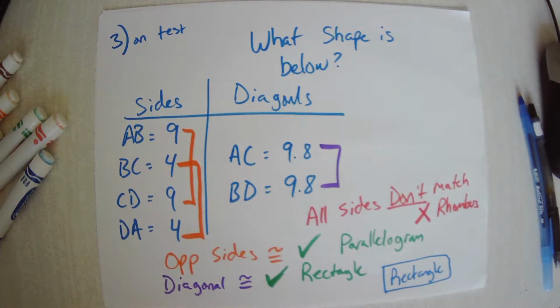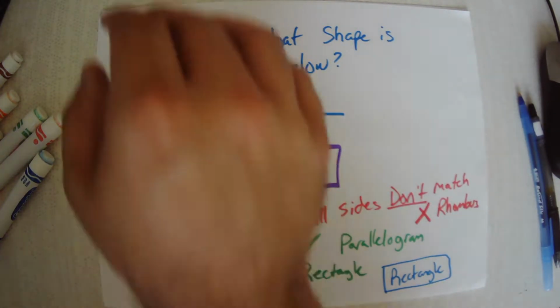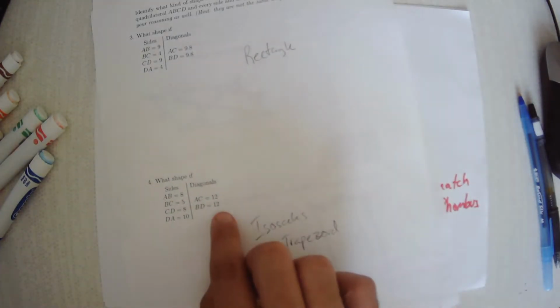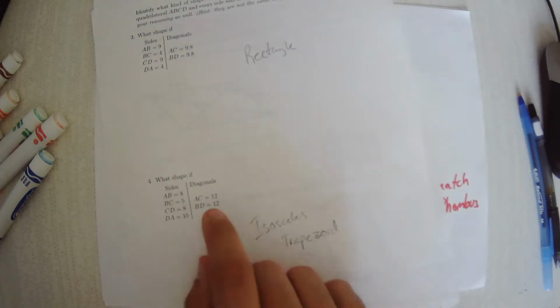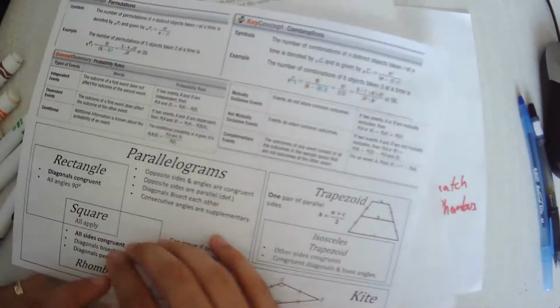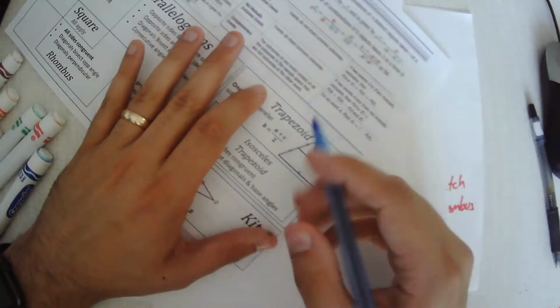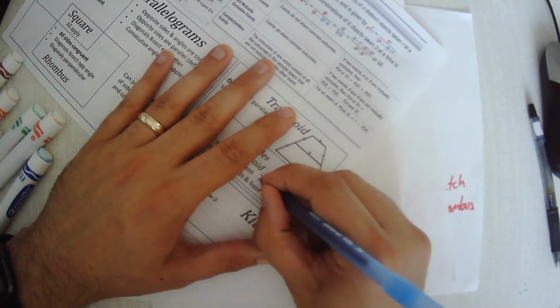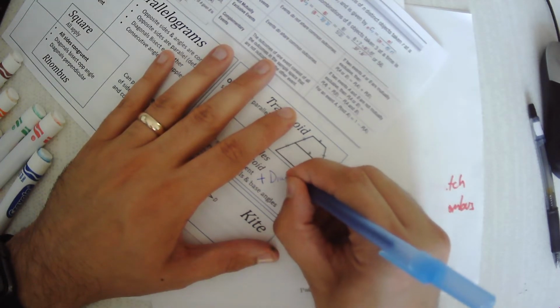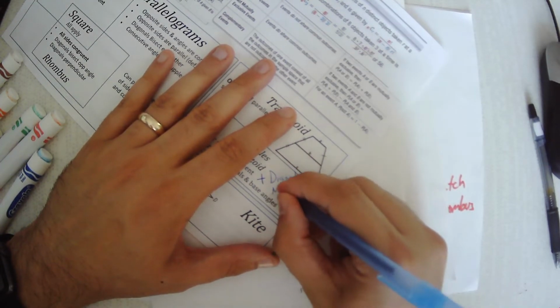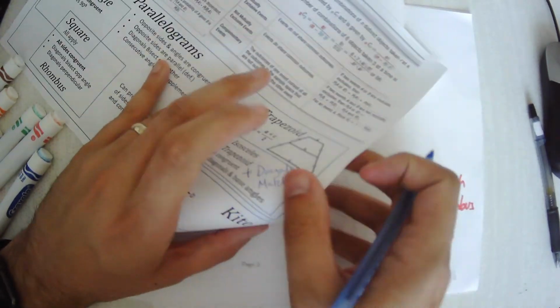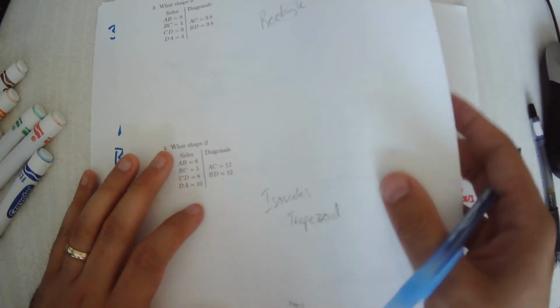What makes it isosceles? Trapezoid? Yeah. The isosceles of the trapezoid is the diagonals matching. Okay. Oh, I need to add that to your formula sheet. So add diagonals match. Thank you. Good job, Charlie.